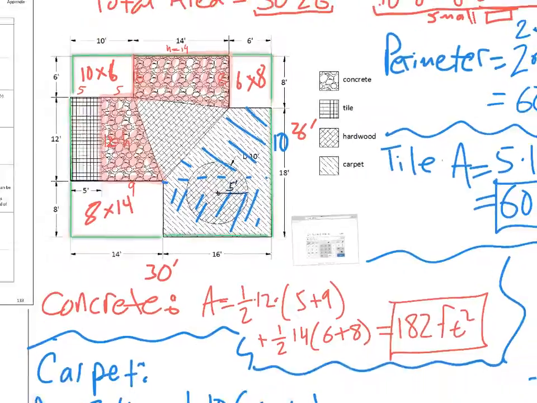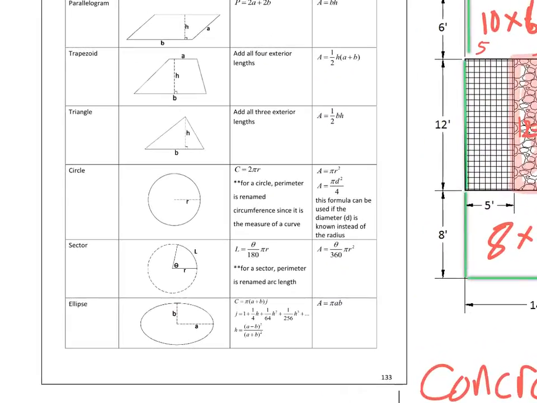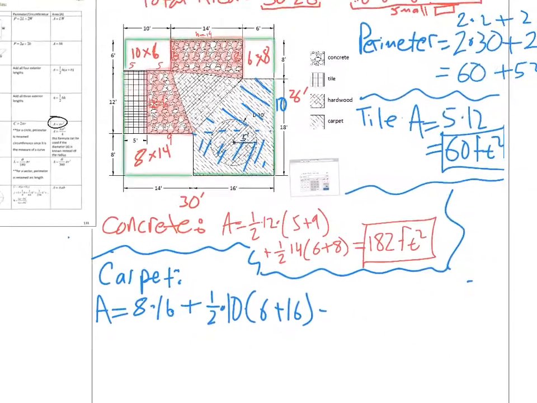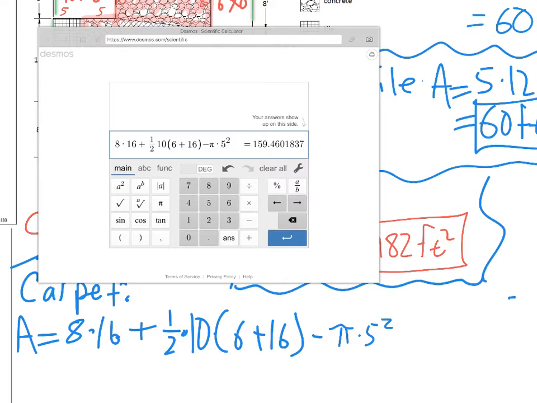And the area of a circle is pi r squared. We got that in our formula sheet there. Area, pi r squared. I'm going to use that. So we're going to subtract the circle because the carpet is not going to have a circle there. Okay? So minus pi r squared, so pi times 5 squared. And then we're going to type that all in our calculator. Okay, so typing that in our calculator, we get 159.46. All right. All the pieces there, rectangle plus a trapezoid minus a circle.